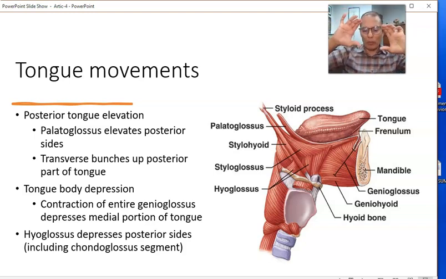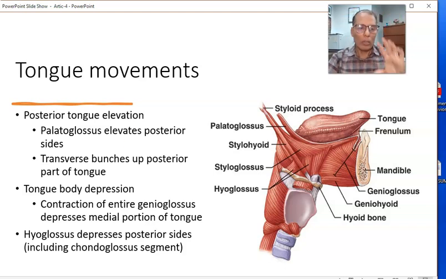If you fixate the lower attachment, you can bring the velum down to depress the velum. If you fixate the top attachment in the velum, then you can elevate the tongue. So it does dual functions. To elevate the back of the tongue, for example, when you say ka, ga, you need the palatoglossus to elevate that part. And you also need the transverse muscle to bunch up the posterior part of the tongue.